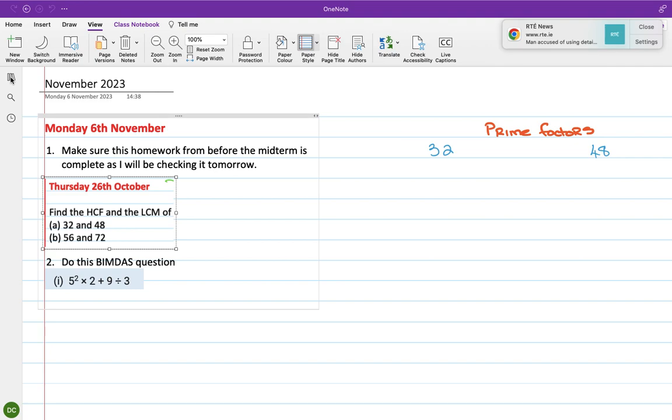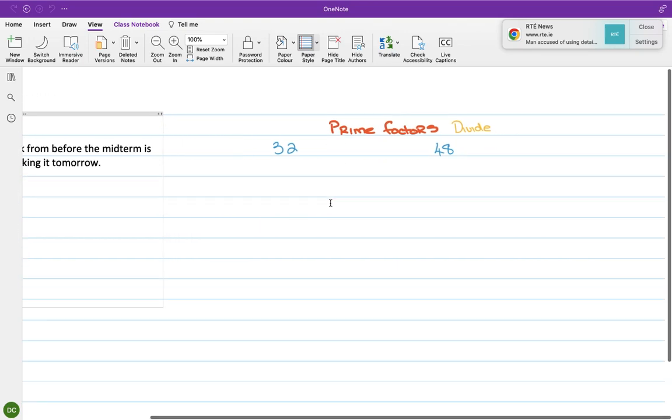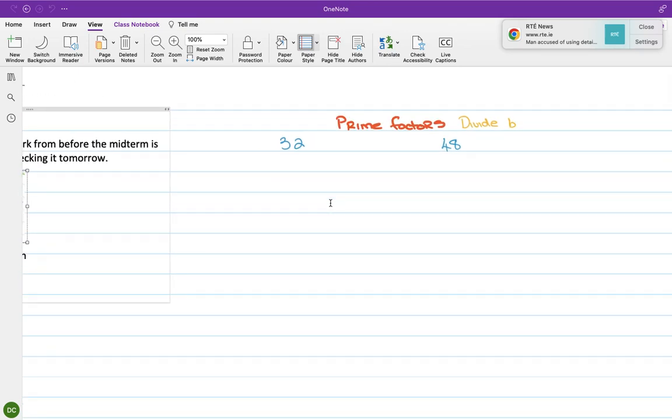Okay, using prime factors means that we divide by prime numbers. So what's the first prime number I'm going to divide by? 2. Yep. So the prime numbers are over here in case you forget them. We try to start with the lowest one and then work our way up. So if we do 32 and start by dividing by 2, we get 16.